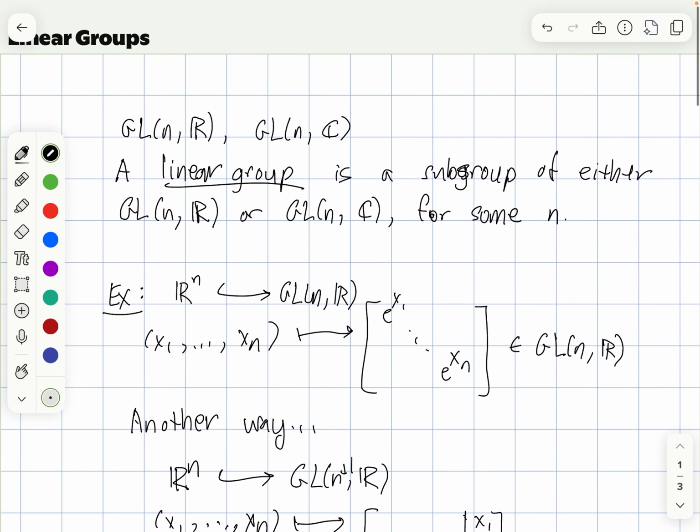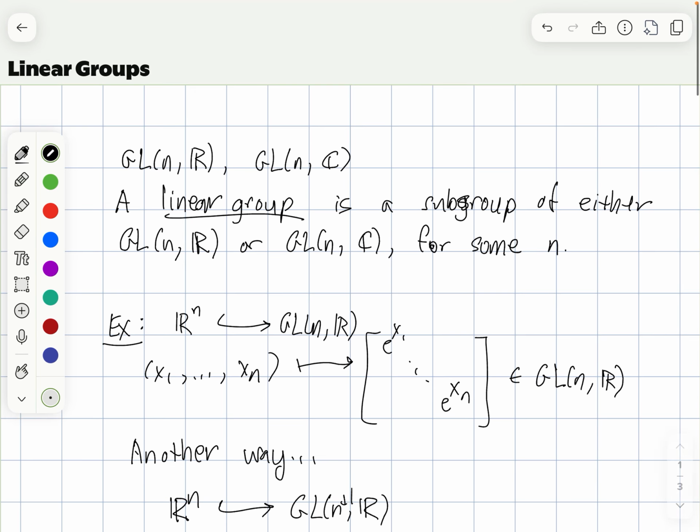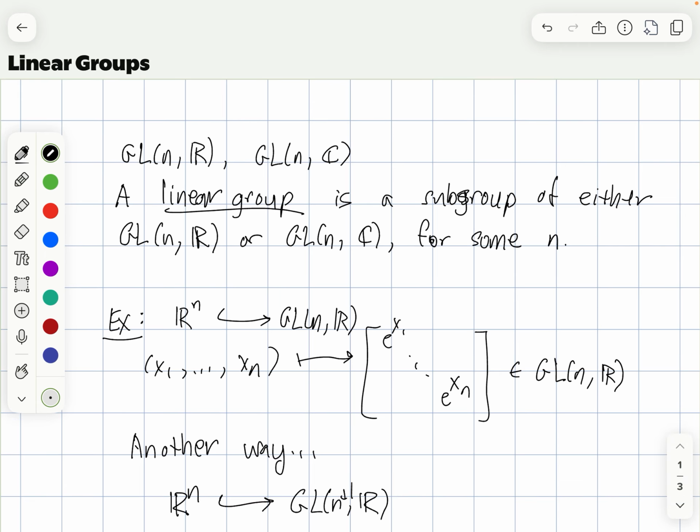So that's what linear groups are. Of course, in a different context, you might hear linear groups defined differently, but the way I mean it is this definition.